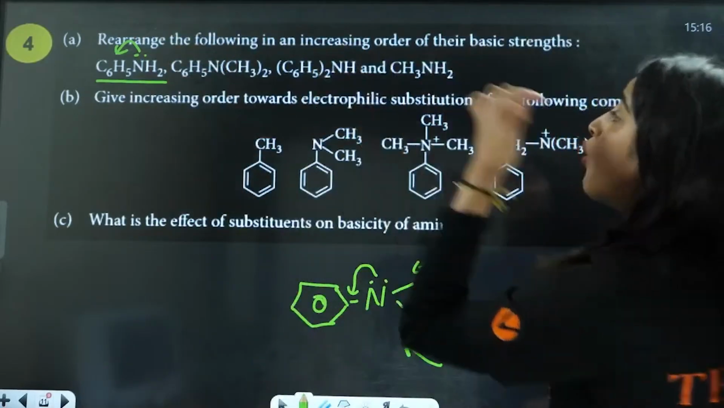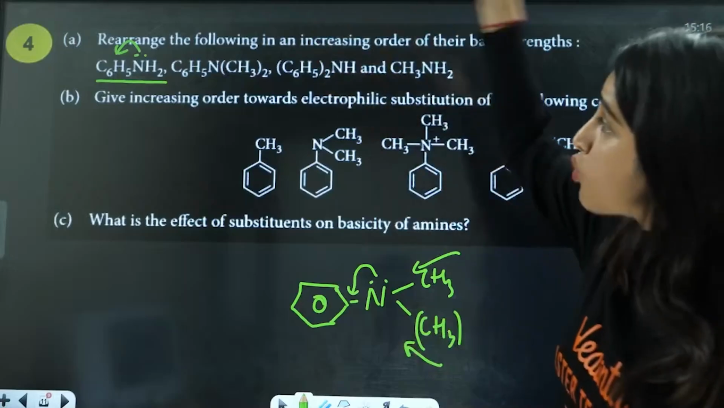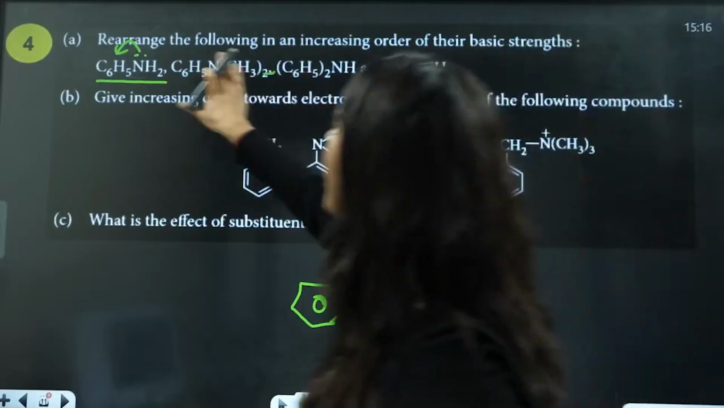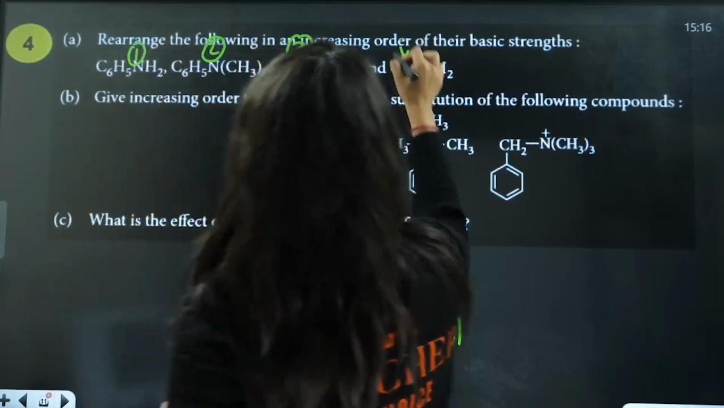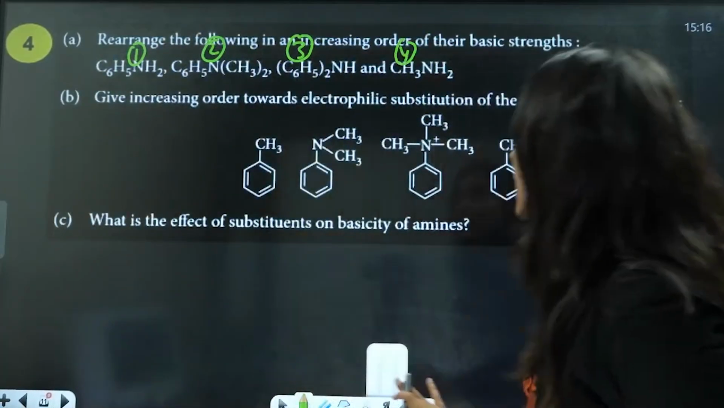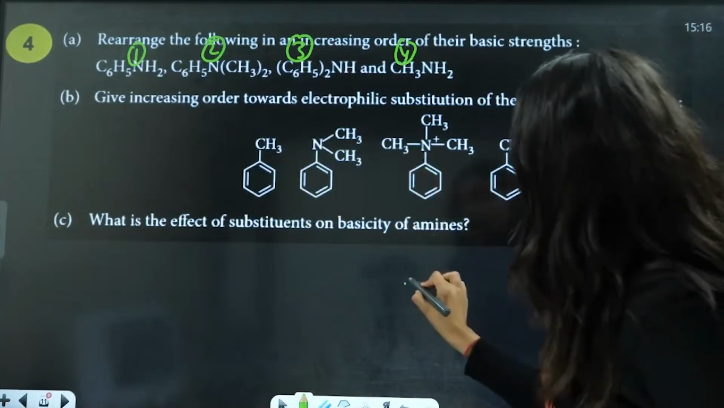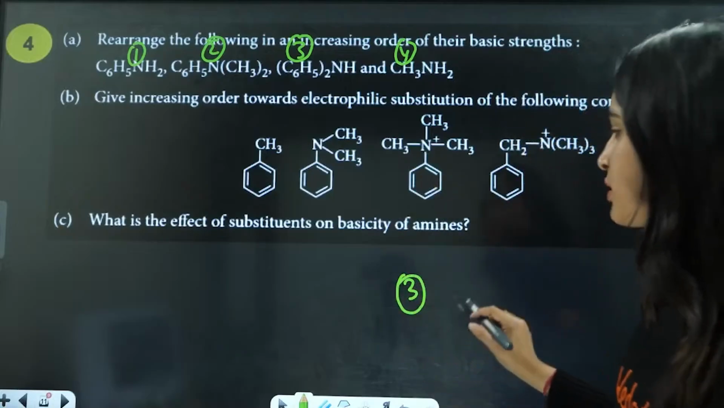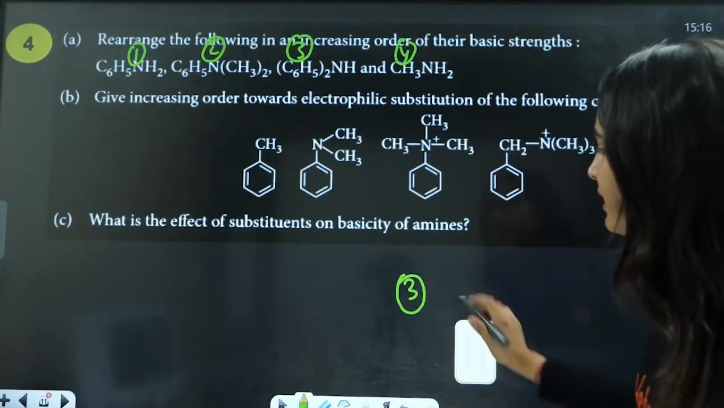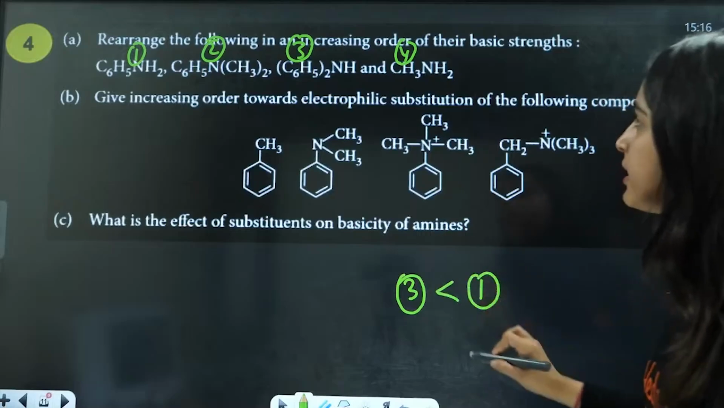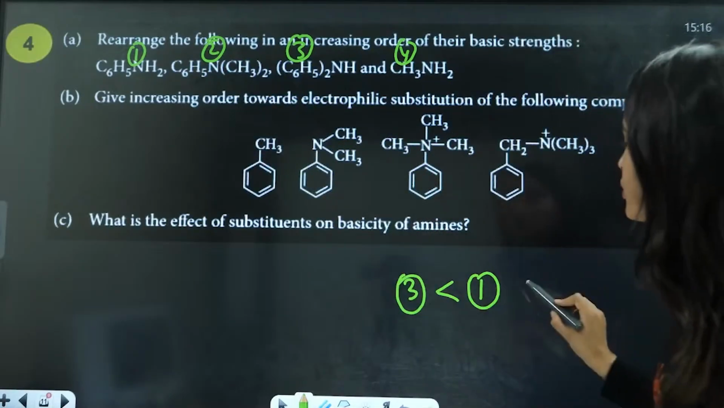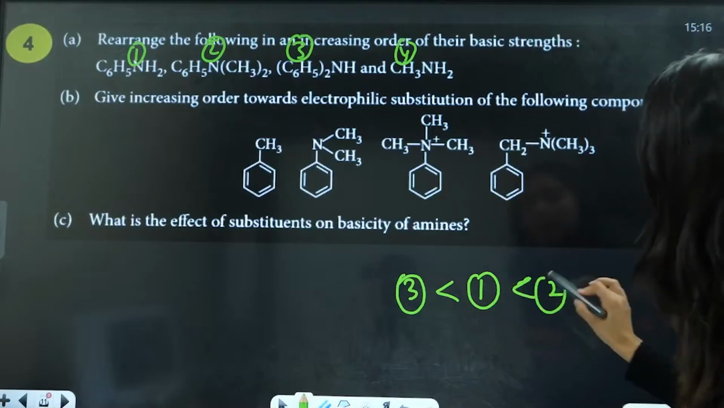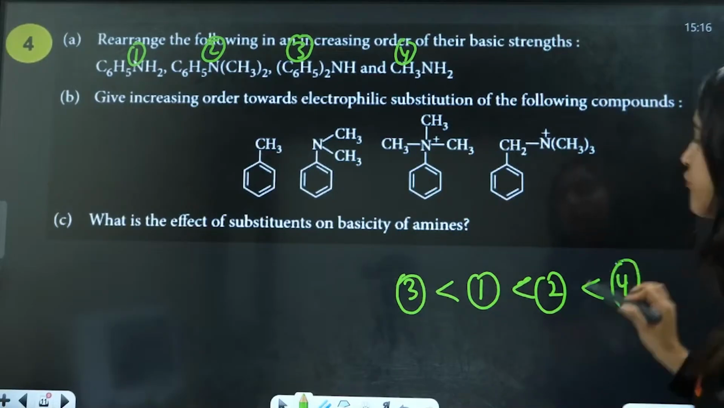Now here you have 2 phenyl groups. Here there is so much resonance, and if we mark this one 1, this 2, this 3, and this 4, you will say least basic will be the third one because of 2 resonance here. This will be least basic. Then you will have 1 here, then this one, and then most basic will be the 4th one.